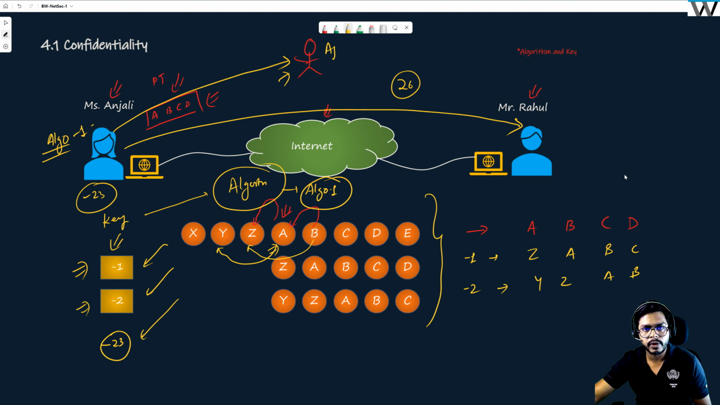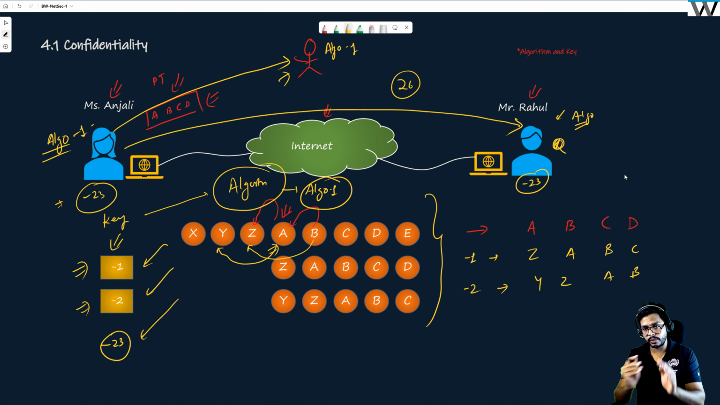This guy also knows the algorithm name is Algo 1. This guy also knows the algorithm name is Algo 1. It is as simple as that. They both know. Everybody knows about it. But only Rahul and Anjali know the key value. Anjali has informed Rahul that you need to use minus 23. If I'm saying minus 23, it means you need to go to the right side 23, right? If I'm using minus 1, you need to go to the right side 1 to read that. It is as simple as that. It means that if Anjali and Rahul have this key value and they know the algorithm, only Anjali and Rahul can read it, because this intruder does not know this key value.